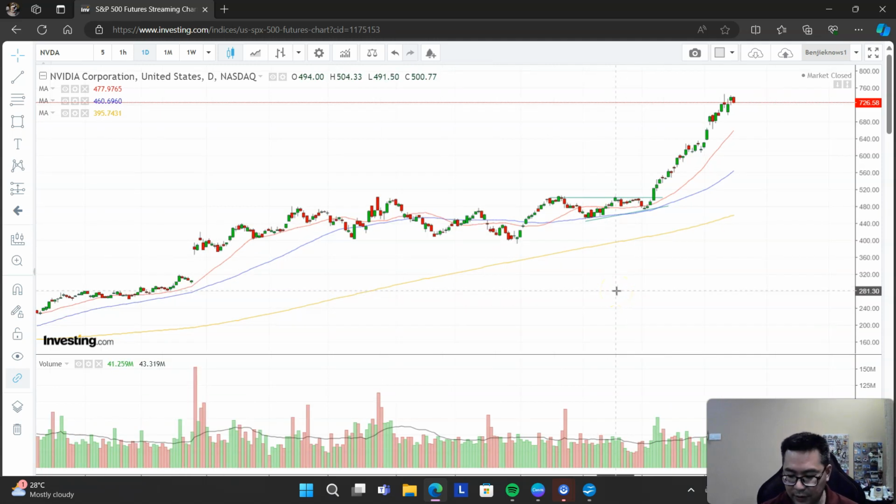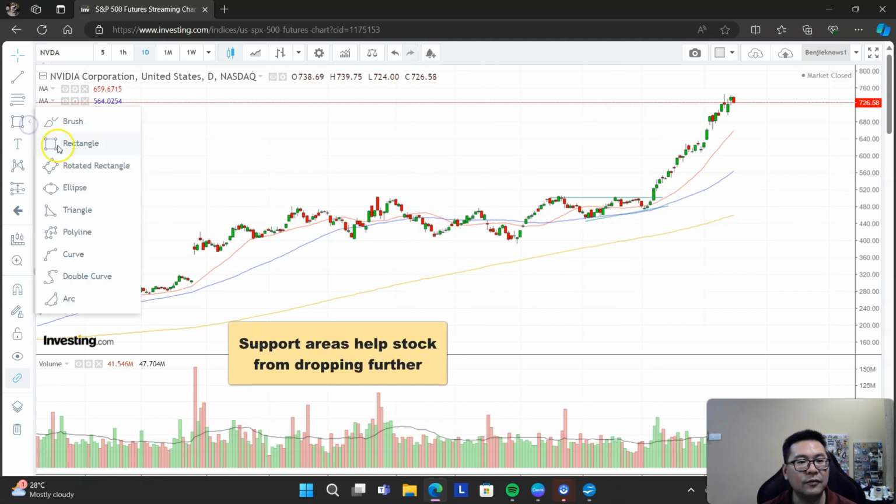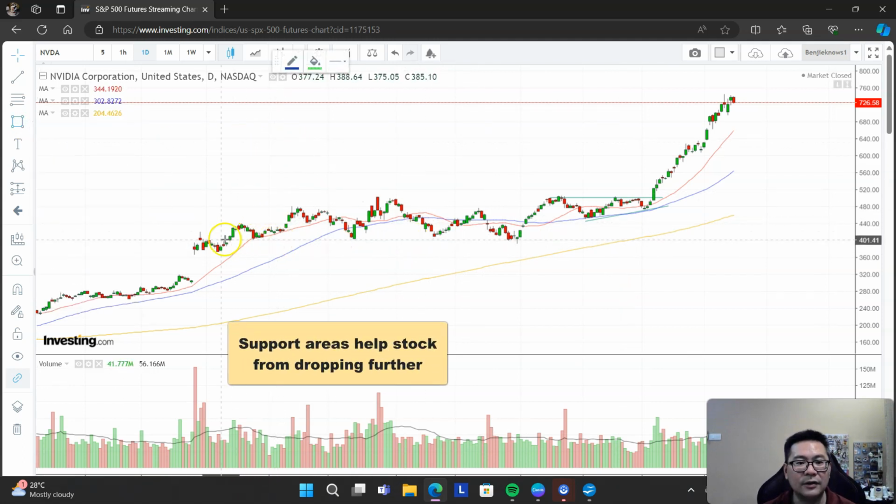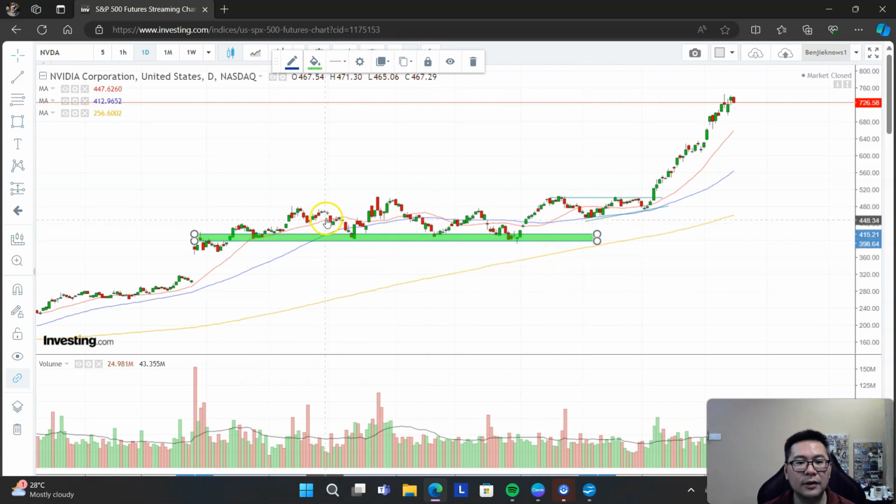The next lesson we can learn is that support areas are very important. In fact, they can help stop the stock from dropping. Here we have a support area, the lows here, and here is a gap up consolidation support. When the stock dropped to this area, it went back up. When the stock dropped back to this area, it went back up. So support areas are very important when the stock is in an uptrend.